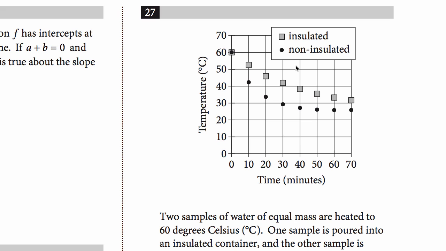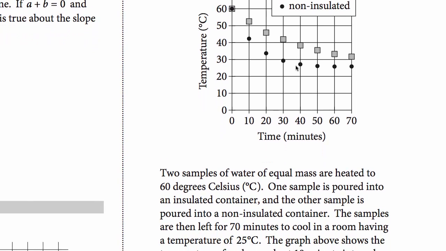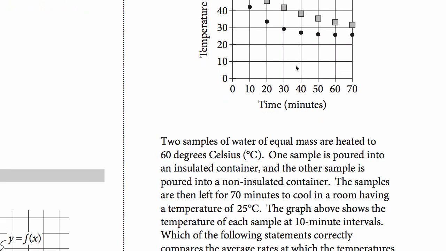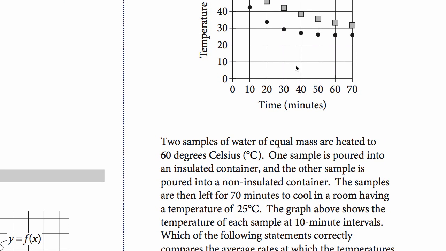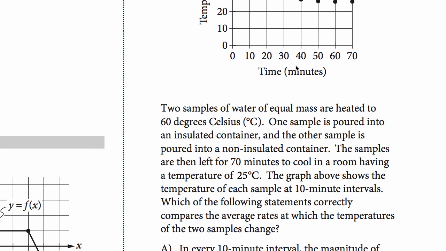All right, number 27. This one has a graph. Looks like we've got insulated and non-insulated objects, and we'll take a read. 2 samples of water of equal mass are heated to 60 degrees Celsius. One sample is poured into an insulated container, and the other sample is poured into a non-insulated container. The samples are then left for 70 minutes to cool in a room having a temperature of 25 degrees. The graph above shows the temperatures of each sample at 10-minute intervals. Which of the following statements correctly compares the average rates at which the temperatures of the 2 samples change?